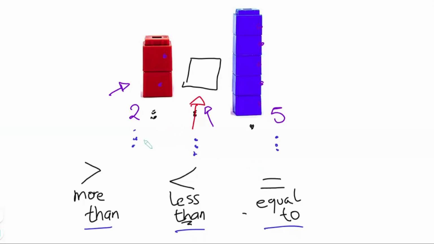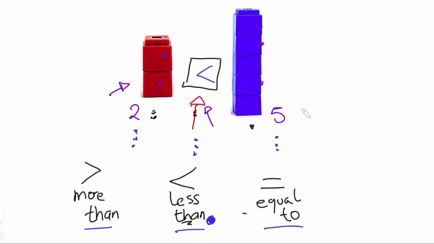We know that 2 is smaller than 5. So number 2 is less than. We're going to use less than. 2 is less than 5. That's the symbol we're going to pop in the middle.